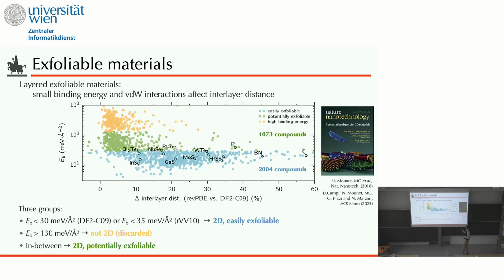And so this is the number of compounds that we found. We found essentially 2,000 of these easily exfoliable and 1,000 of the potentially exfoliable ones. So overall, we have 3,000 materials, and the first ones were discussed in this paper.